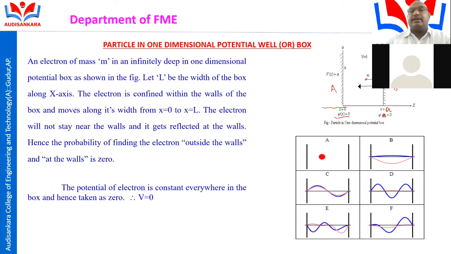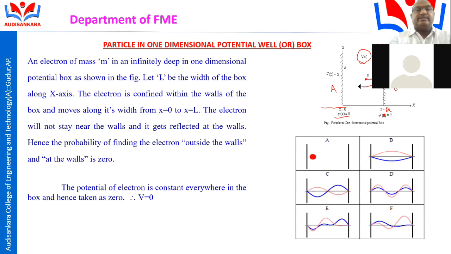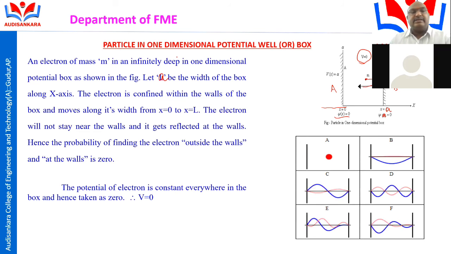The particle of mass m moves freely from one place to another within the rigid walls A and B. Here, for a free particle, V is equal to 0. In particular, in a one-dimensional potential box or potential well, an electron of mass m is in an infinitely deep potential box, as shown in the figure. Let small a be the width of the box along the axis. An electron is confined within the walls of the box and moves along it. The width is x is equal to 0 to x is equal to a.